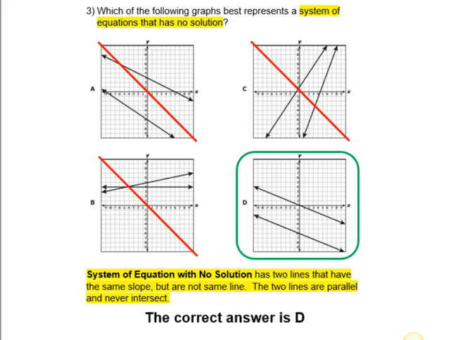For D, both lines have the same slope, and they're not the same line, so you can distinctly see two lines, and also they're parallel, and the lines do not look like they can continue on forever, and they will not intersect. Okay? Correct answer is D. Let's move to problem number 4.